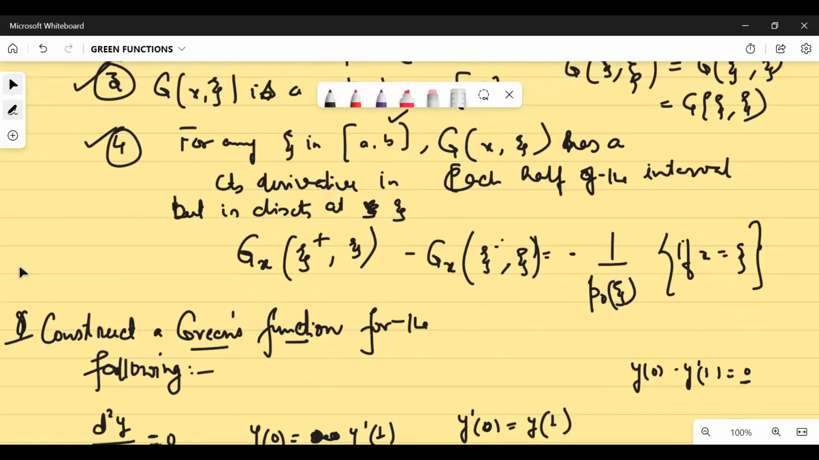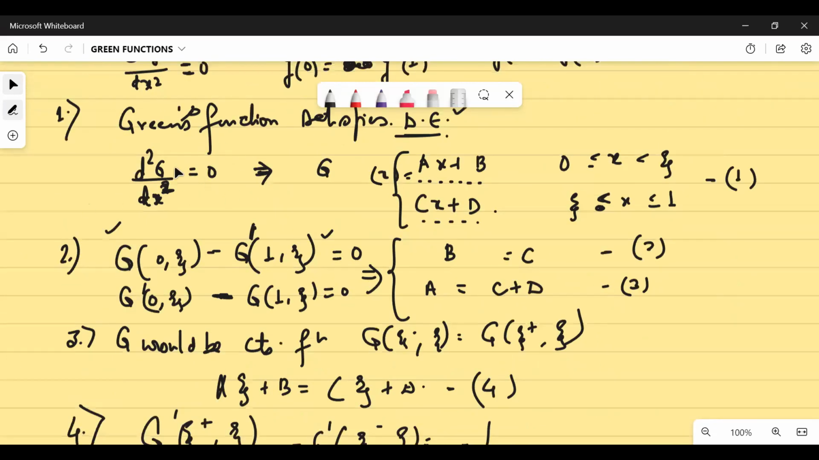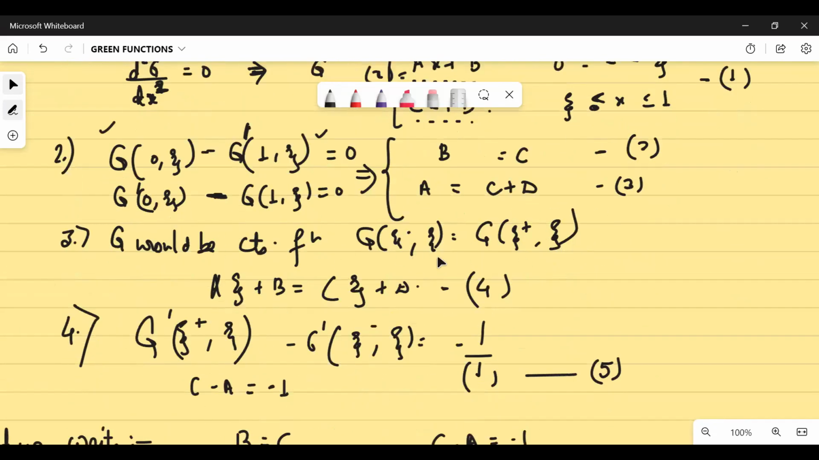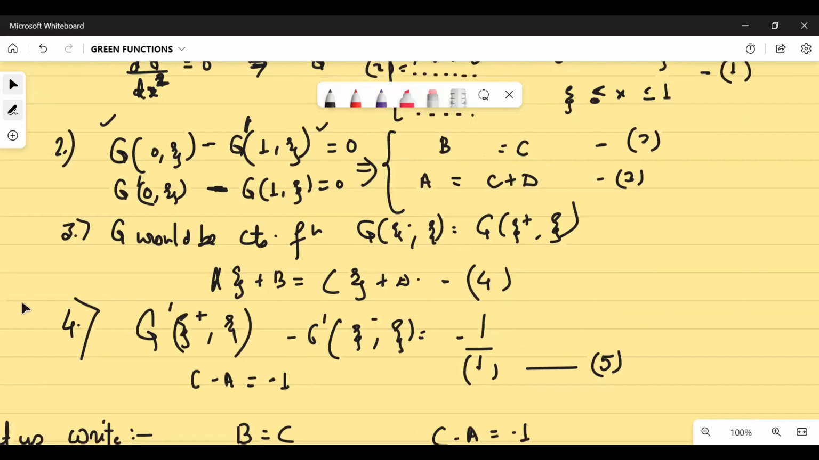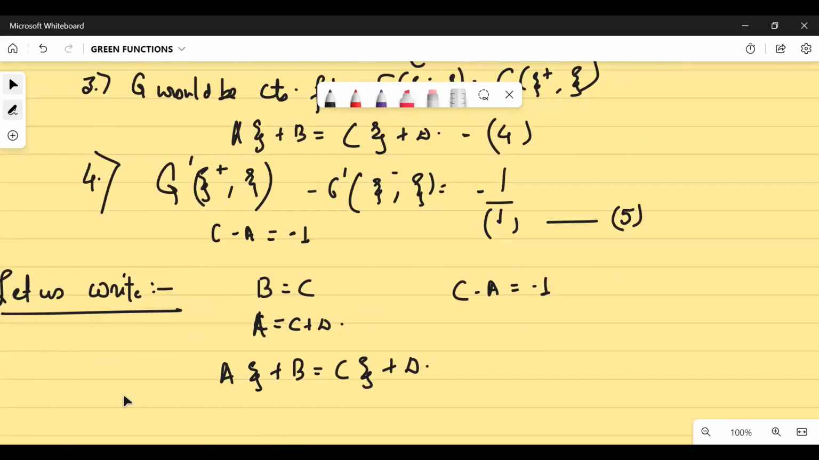We were doing this particular problem, d2y upon dx2 equal to 0. As you are aware, Green's function would satisfy the differential equation, which suggests that d2g upon dx square should be equal to 0, and g must be a linear function in that case. Secondly, it should satisfy the boundary conditions, which gives me these two conditions. Then g must be a continuous function for all x belonging to [0, 1]. And the derivative of Green's function should be discontinuous at zeta. So overall, these are the conditions.